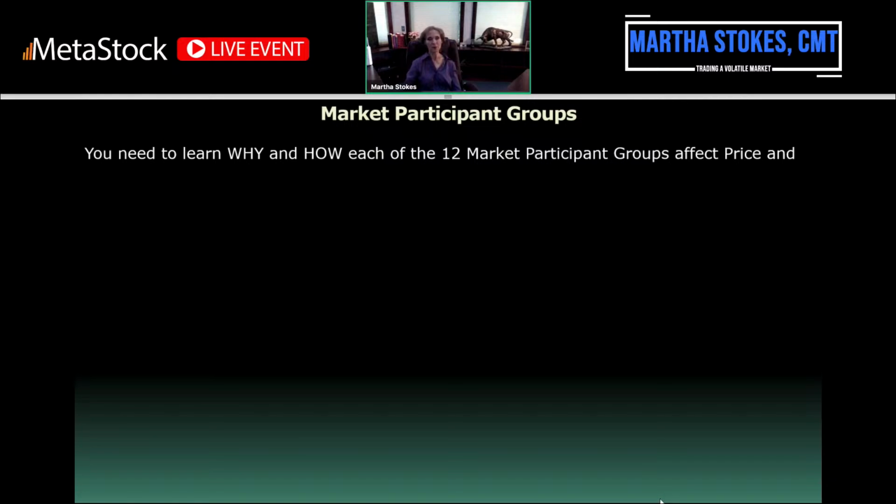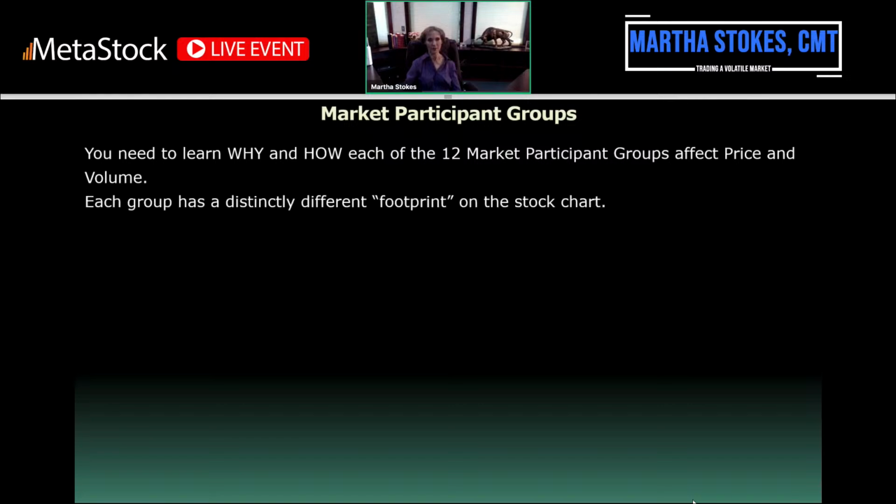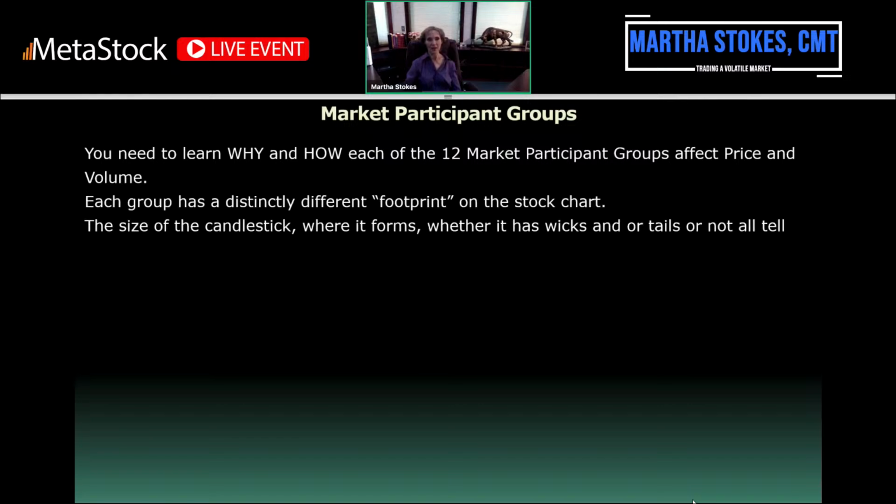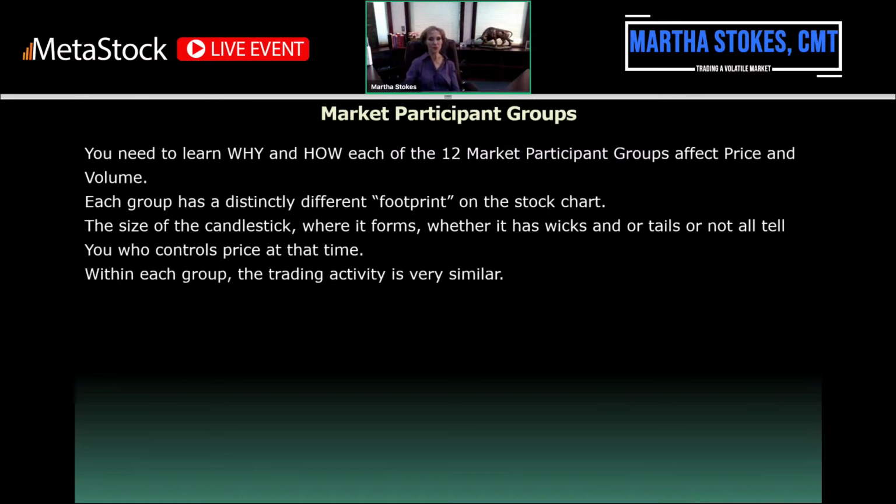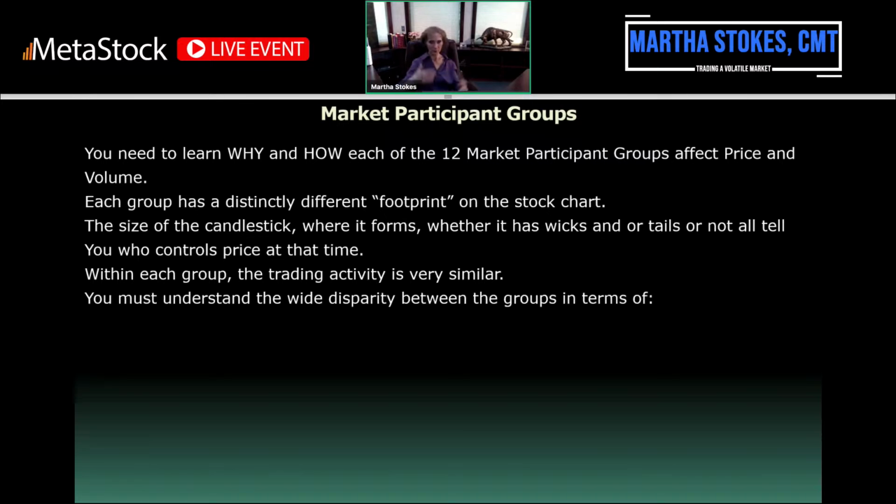So market participant groups, you need to learn why and how each of the 12 market participant groups affect price and volume. I can't teach that today, as I only have an hour. Each group has a distinctly different footprint on the stock chart. The size of the candlestick, where it forms, whether it has wicks or tails or not, tell you who controls price at that time. I teach all of this in my courses. Within each group, the trading activity is very similar. So each group trades very similarly.